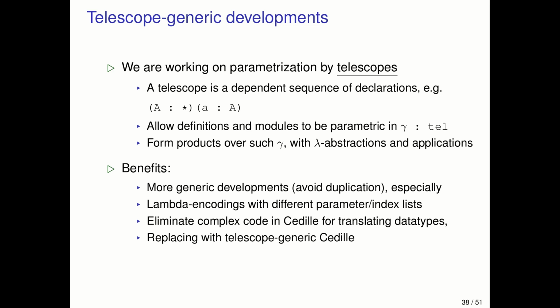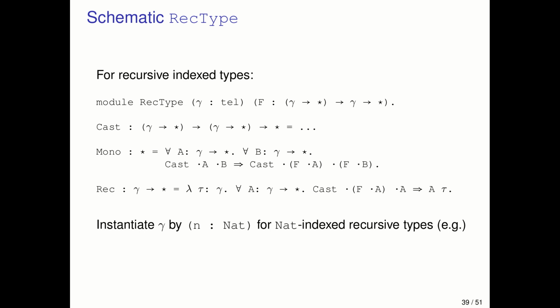So for something like the rec type I showed you, this isn't implemented yet. We're still working out the theory of this. But this is the kind of thing you want to let you do. You say, for any telescope gamma, any F that's a gamma to star type scheme, repeat this stuff, and in the end you get a gamma to star recursive object. So you could instantiate this, for example, by a particular telescope, like N1 Nat, if you wanted Nat-indexed recursive types, for example.